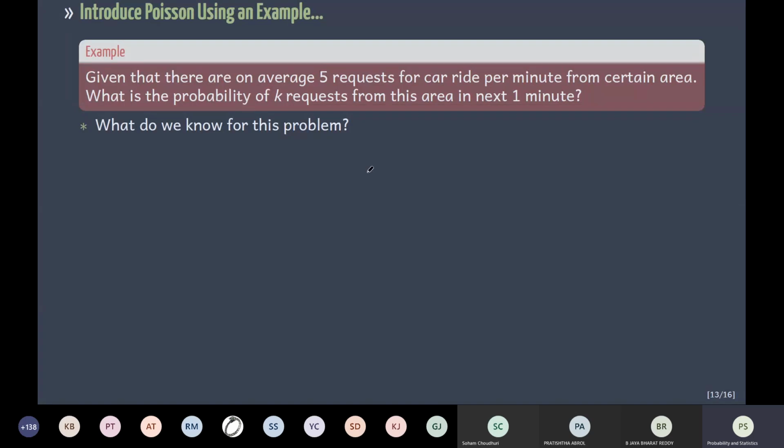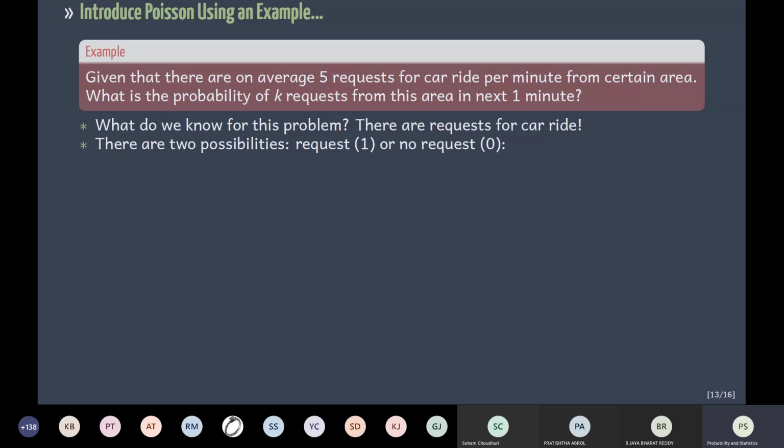Yeah, so this was our problem, right? Average 5 requests for a car ride per minute from a certain area. What do we know for this problem? Let us think. There are requests for a car ride. In the problem, we mention things like requests. There could be a request, there may not be a request. So there are 2 possibilities here: request or no request.